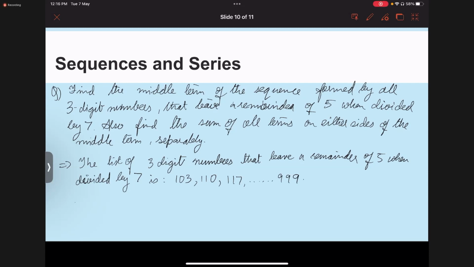So therefore, our a becomes 103 and b is equal to 7. Okay, and then we have to find our n. So you know that your an is equal to a plus n minus 1 times b. And over here, we know that the last term is 999. So we can just write it out. So this is what we have.